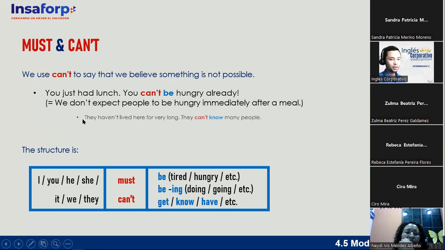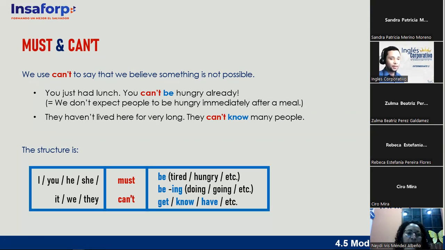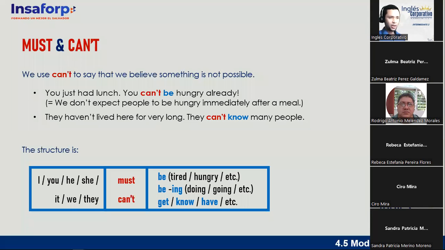Second example. Volunteer, please. Who wants to read it? Ciro, thank you. They haven't lived here for very long. They can't know many people. That's right. Thank you. They haven't lived here for very long. They can't know many people, right? No han vivido aquí mucho tiempo. No pueden conocer a muchas personas. Apenas una semana llevan de estar acá. So they haven't lived here for very long. They can't know many people. All right? It's not possible.